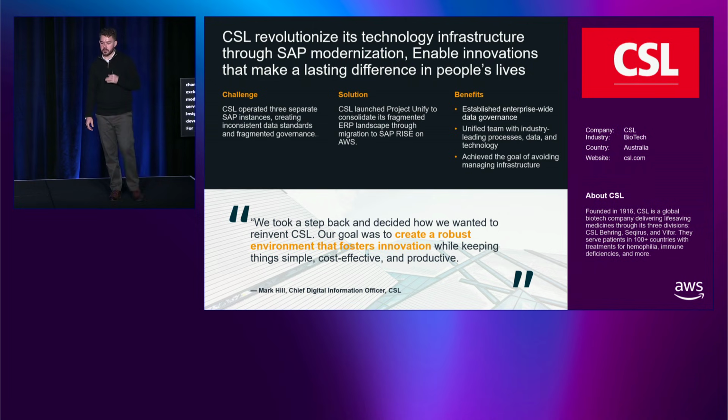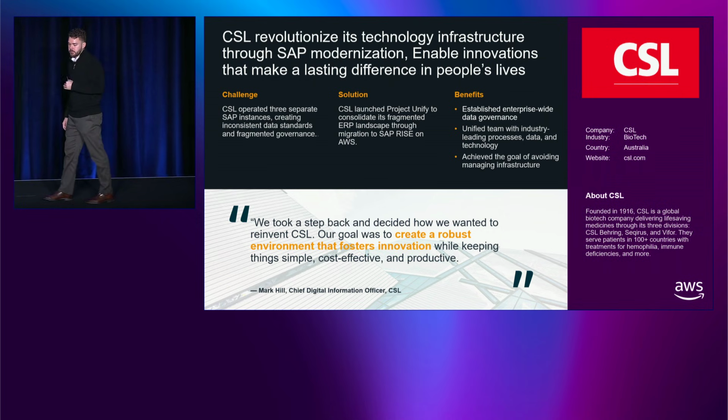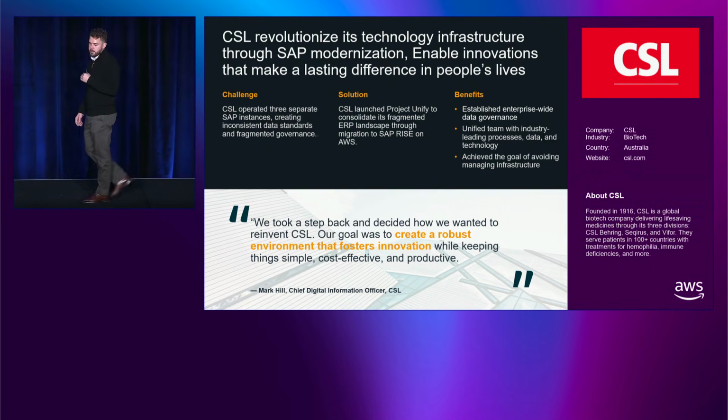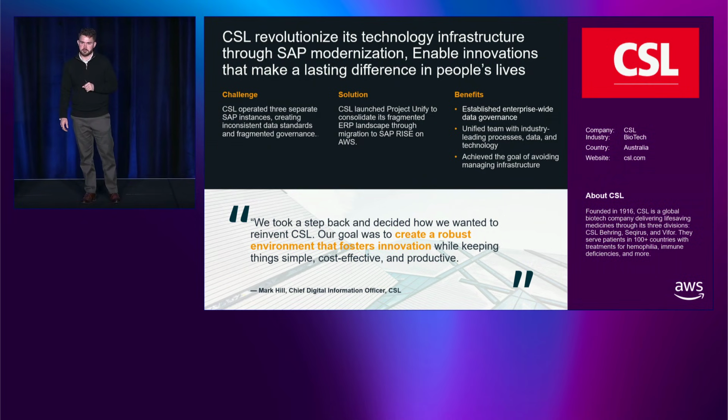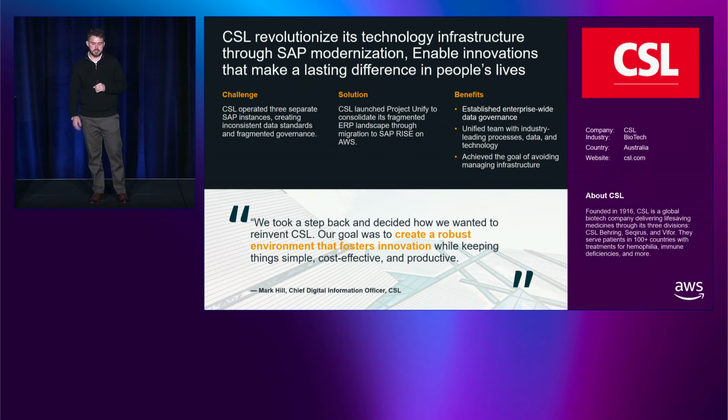Through this partnership, AWS and CSL have built a roadmap, including automated document processing and ML-powered forecasting using Amazon SageMaker. CSL has already been able to address its inconsistent data standards and fragmented governance. But this is only the beginning.